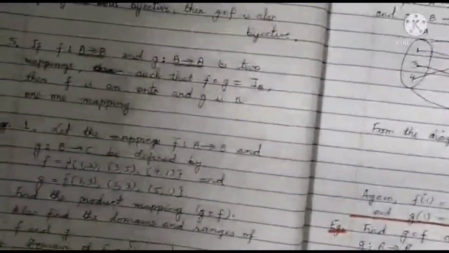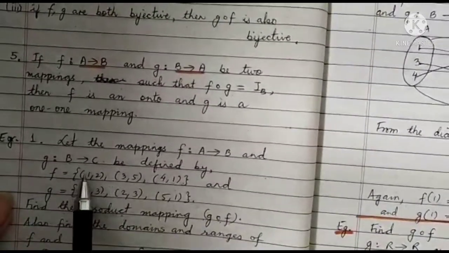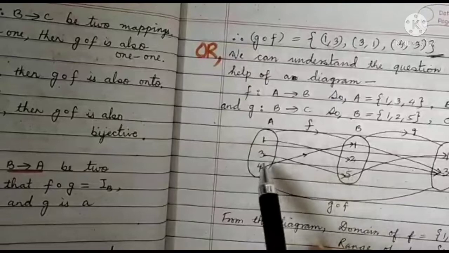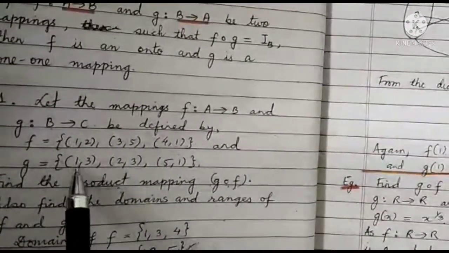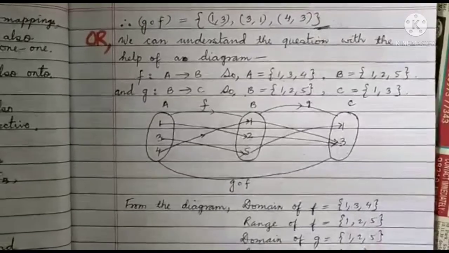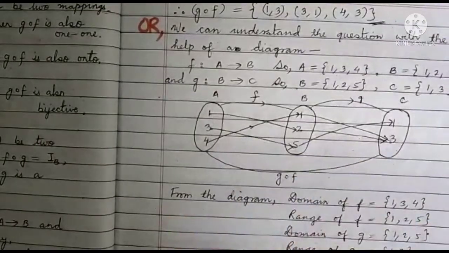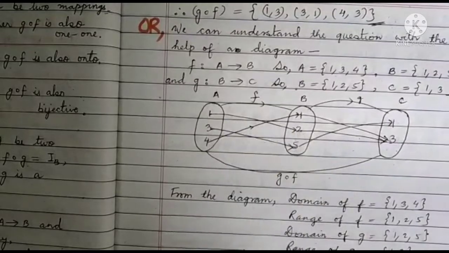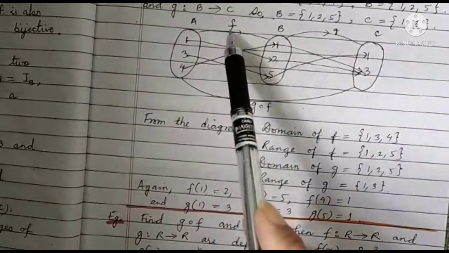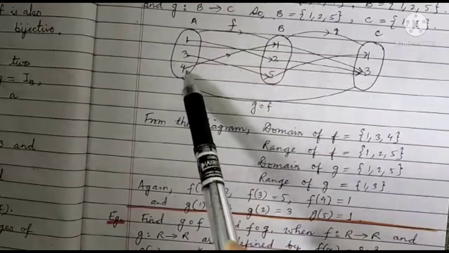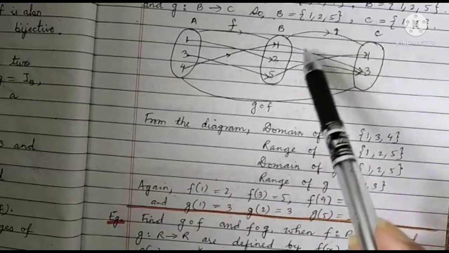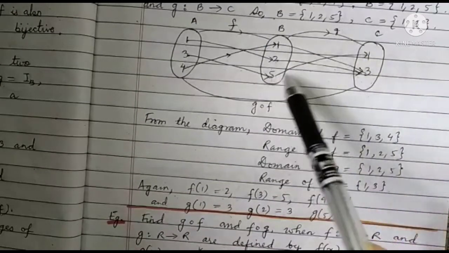Okay. Now by looking at the given pairs, I will try to make my diagram. Now F is related as 1, 2, 3, 5, 4, 1, and your G is related as 1, 3, 2, 3, 5, 1. Done? Now these elements are related in this way. Now what is F of 1? F of 1 is 2. From the diagram you can see F of 1 is 2. F of 3 is 5. F of 4 is 1. Similarly, G of 1 is 3. G of 2 is 3. And G of 5 is 1.